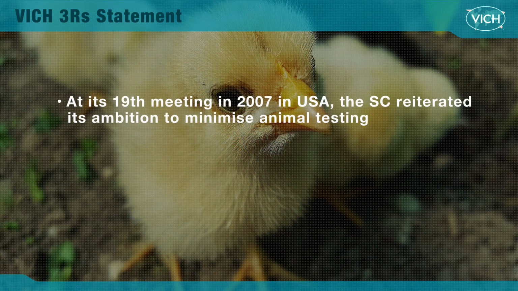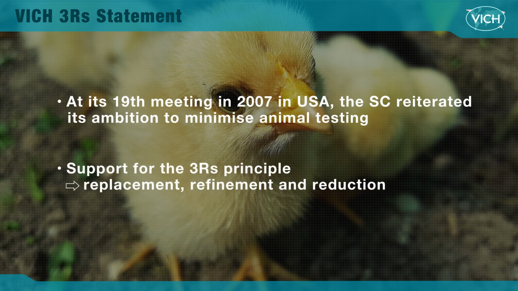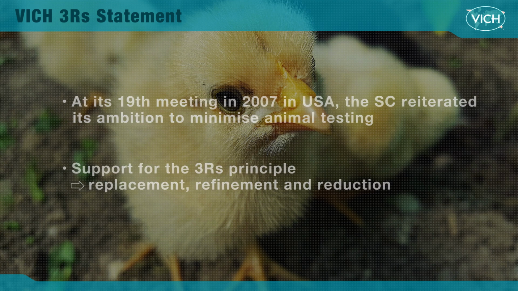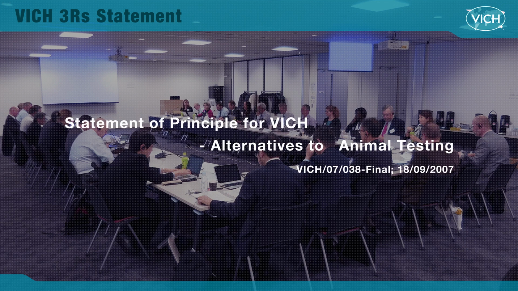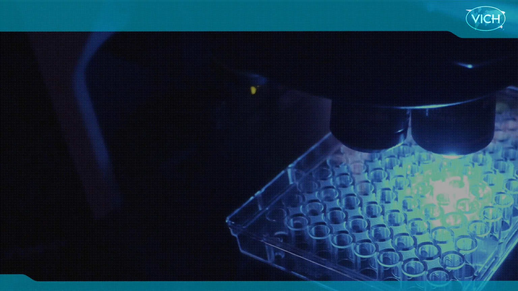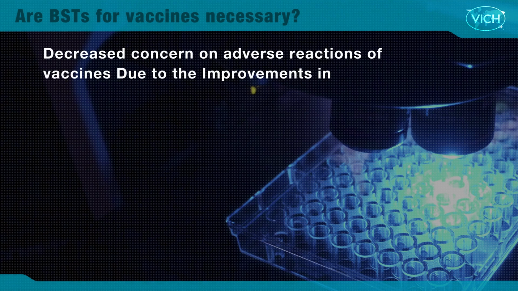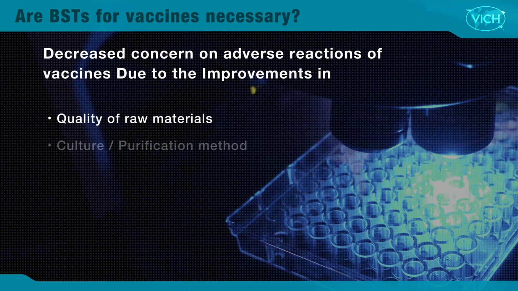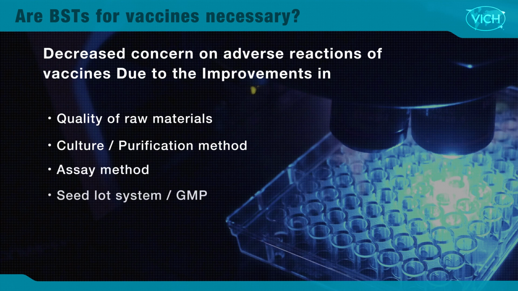As a result, VICH is aiming to minimize animal tests, and a statement was issued in support of the 3R principles, namely the principle of replacement, refinement, and reduction, at its 19th Steering Committee held in 2007 in the U.S. Recent advances in manufacturing and testing technologies have led to greater stability and quality, resulting in debate on the need for BSTs. Decreased concern for adverse reactions from vaccines have been due to improvements in the quality of raw materials, culture purification methods, the assay method, the introduction of the seed lot system, GMP, and safety testing under GLP, and so on.